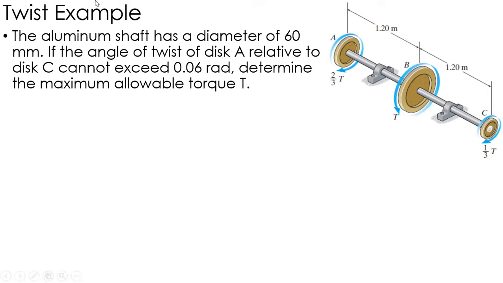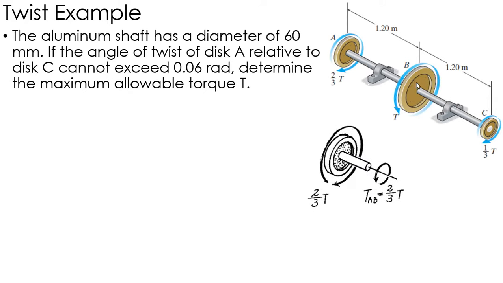In this problem, I've got an aluminum shaft that has a diameter of 60 millimeters. If I know the angle of twist between A and C has to be 0.06 radians, I want to figure out what this torque needs to be. The first thing I need to do is determine what the torque is through each section, section AB and BC, where I've got an abrupt change. I've got an extra torque here at B.